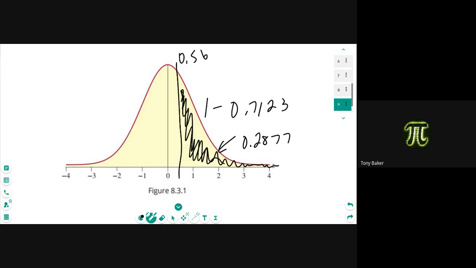So when you're doing that side, you do the 1 minus. When you want the opposite direction, remember the number you're going to get in that table is always going to go from the left to wherever you are. If I want the opposite side of that, I would do 1 minus that.